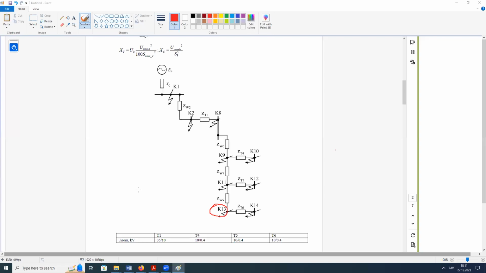To this computer. Okay, we have a fault here. We have a fault current flow. Do we have a current flow here? The answer is no. If we don't have a current flow here, we are not interested in this resistance at all.